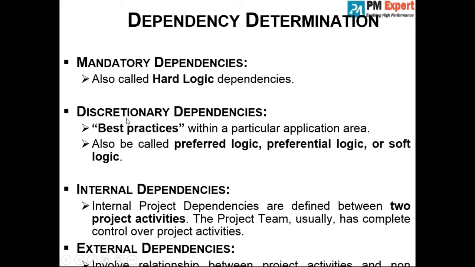Now, discretionary dependencies are dependencies which are placed based on good practices. They're also known by the terms preferred, preferential, or soft logic. For example, start designing after the requirements are 100% done. It's a discretionary dependency or soft logic or preferred logic. As a good practice, you are following it. You could have started design after the requirements are 70% finished also. Yes or no? So these are called discretionary dependencies or preferred logic or preferential logic or soft logic.